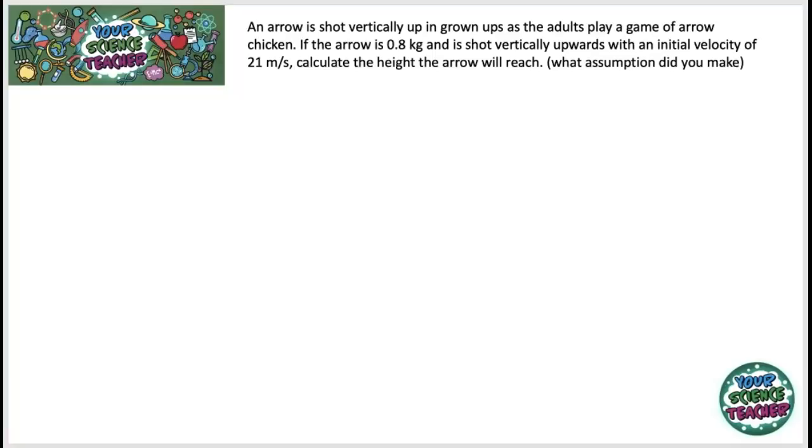If the arrow is 0.8 kilograms and is shot vertically upwards with an initial speed of 21 meters per second, calculate the height the arrow will reach. And what assumptions did I make? So, I know that my mass is 0.8 kilograms. And I know my speed or velocity equals 21 meters per second. And the height of the arrow is what I'm going to try and work out.